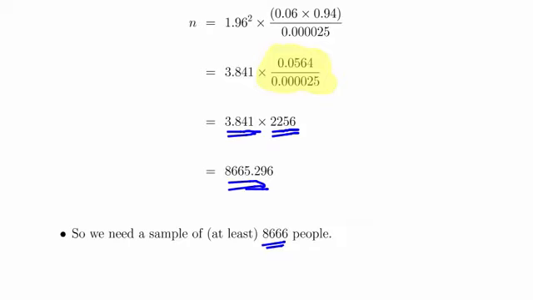Something I should just add there is that when you get a number like that, particularly with sample size estimation, you round it up. So even if it's 2.96 and you might think to round it down, the correct thing to do is round it up, in this case to 8,666. So always round it up.